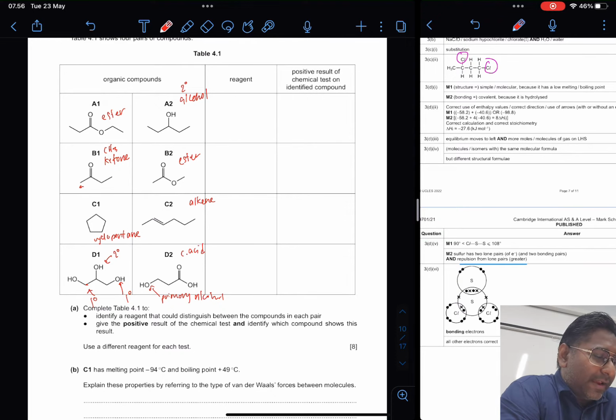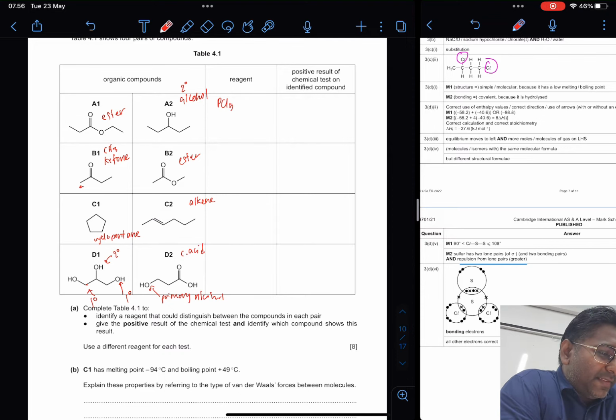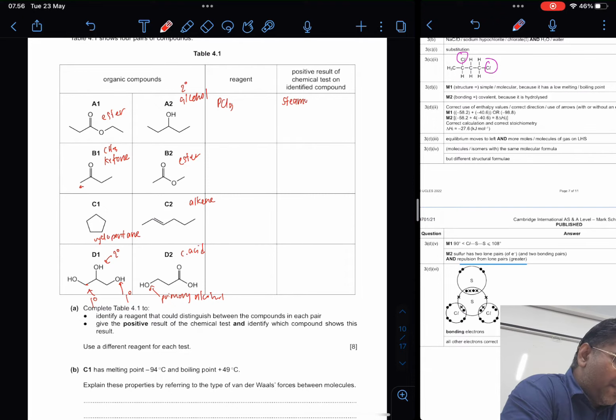We know secondary alcohol we cannot further oxidize, so maybe we can use this one to identify alcohol. We can use PCl5. PCl5 is an indication for alcohol. So if I use PCl5, that's the reagent. The positive result is going to be steamy white fumes, with A2 because of alcohol.